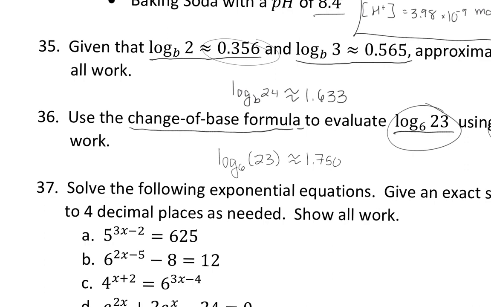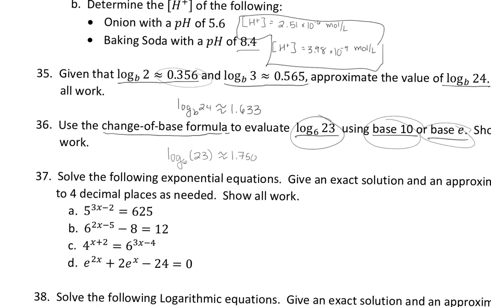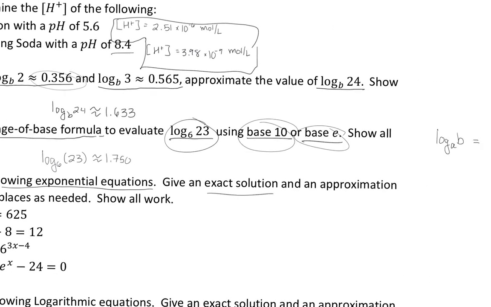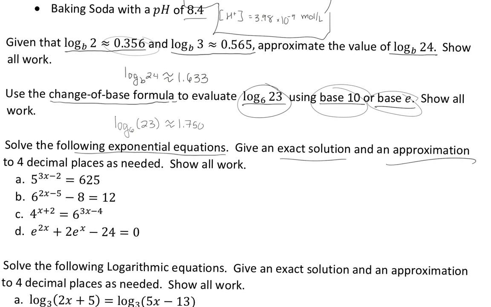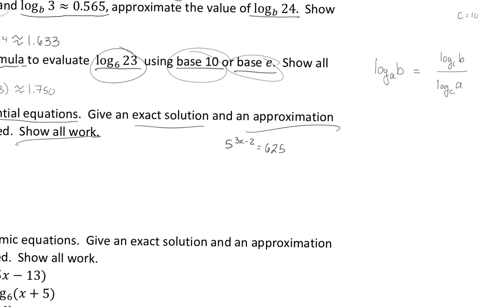Perfect. Okay, so now moving on to number 37, we are asked to solve the following exponential equations, giving an exact solution and an approximation. And then we need to show our work. Okay, so for this first one, for A, what I'm going to do, I'm going to take 5 to the 3x minus 2 equal to 625. Take the natural log of both sides, giving natural log of 5 to the 3x minus 2 is equal to natural log 625.